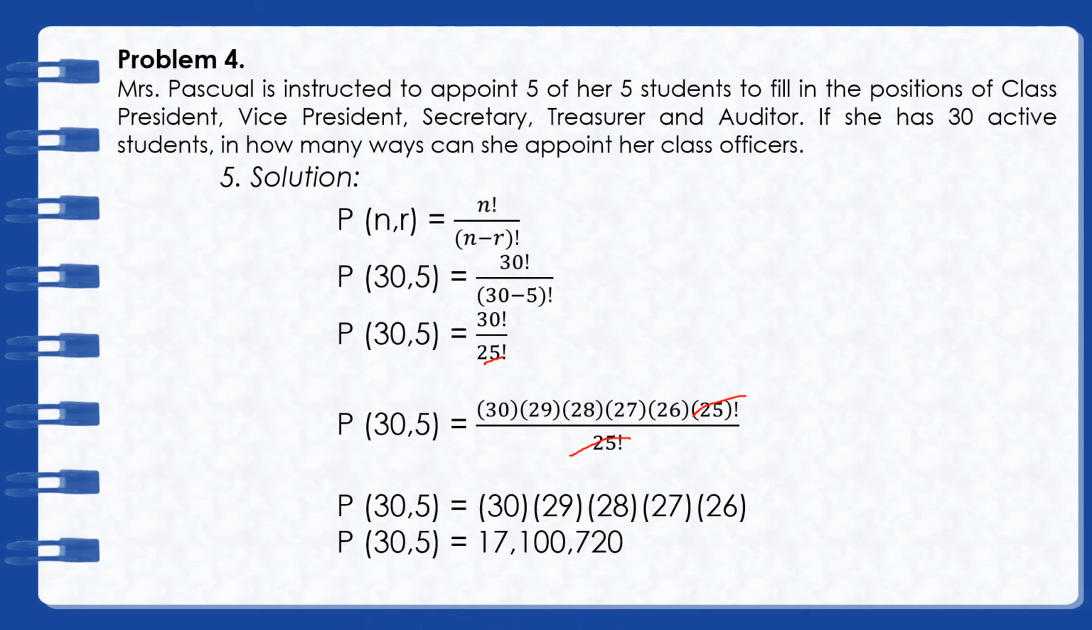Correct. Permutation of 30 taken 5 is equal to 17,100,720. Our last step is our answer to that. So the answer is 17,100,720 ways.